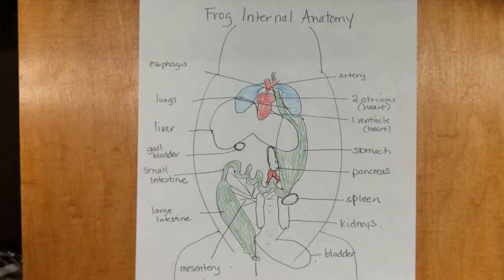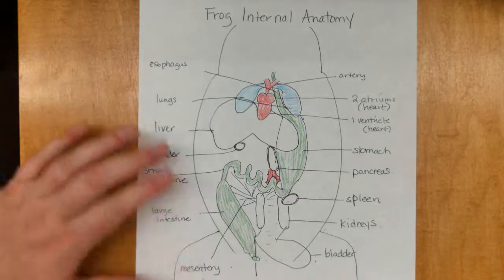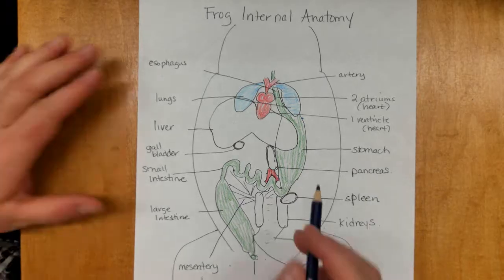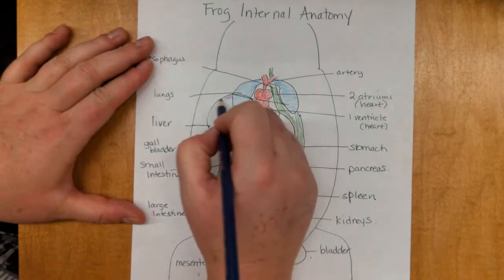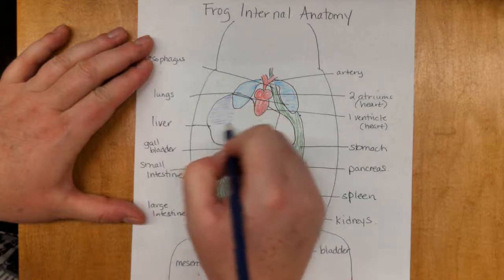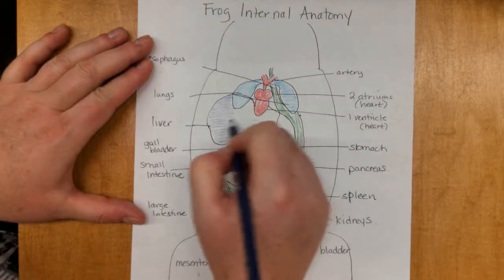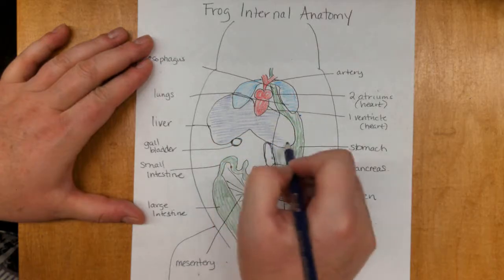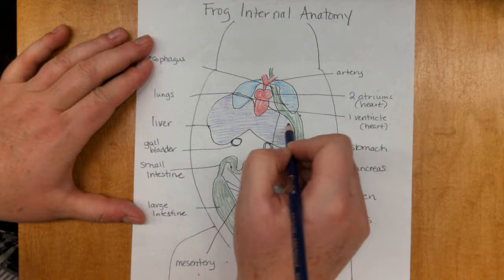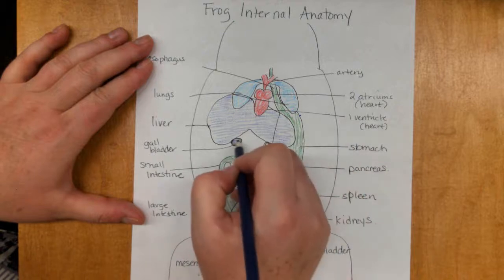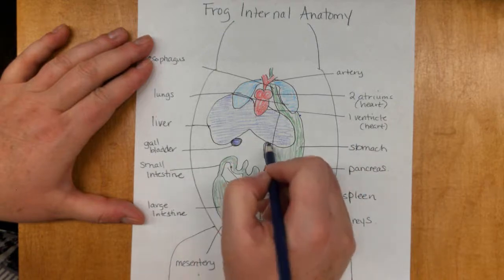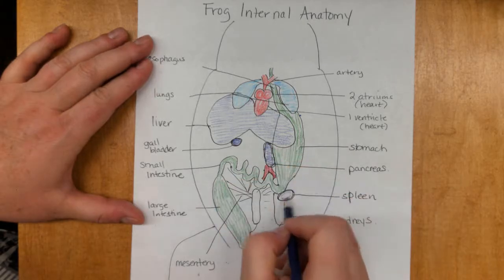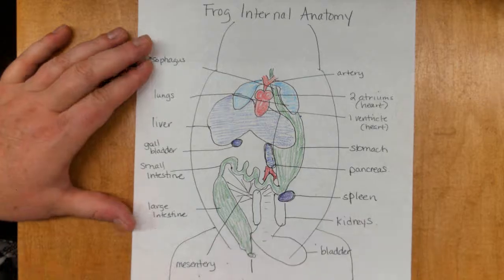The next organs we will label will be the liver, the spleen, the pancreas, and the gallbladder. I'm going to color those purple because even though they aid in digestion, they really do more things than just that. So the liver, the gallbladder, the pancreas, and the spleen down here.